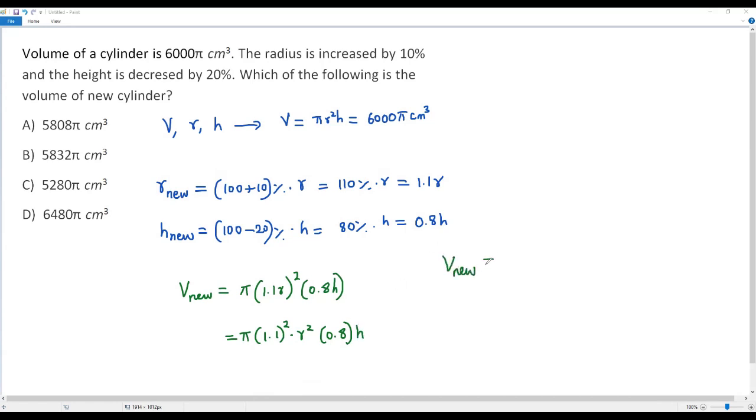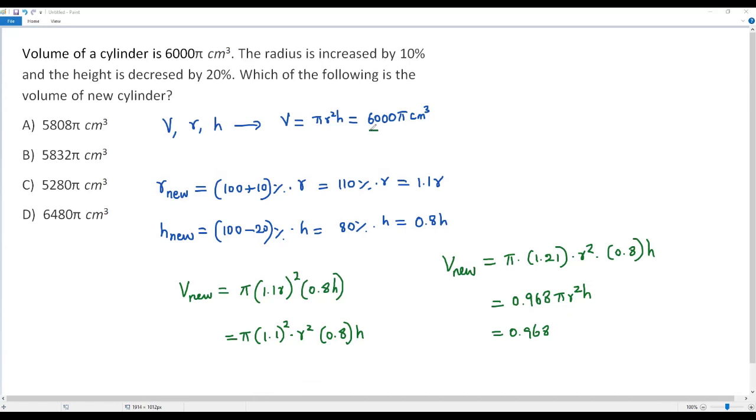That is, the volume of the new cylinder equals pi times the value of this 1.1 the whole square, which is 1.21, times R square times 0.8 times H. Let's multiply this 1.21 and 0.8. I am getting 0.968. We can write this pi R square H over here: 0.968 times pi R square H. Already we know that this pi R square H is the volume of the original cylinder.